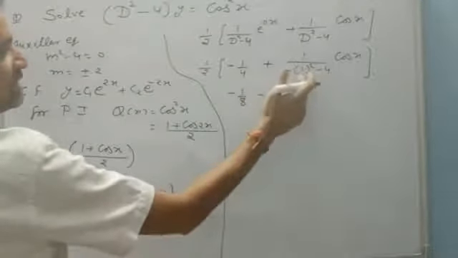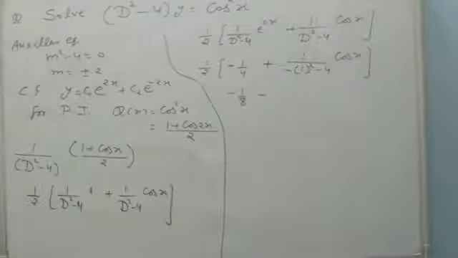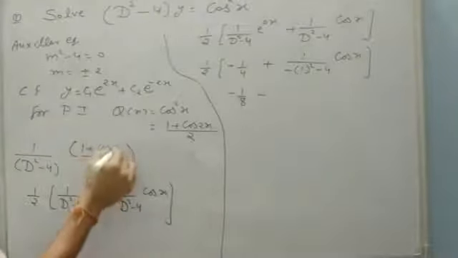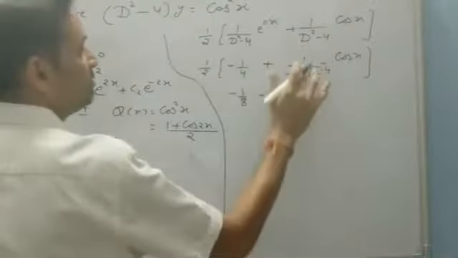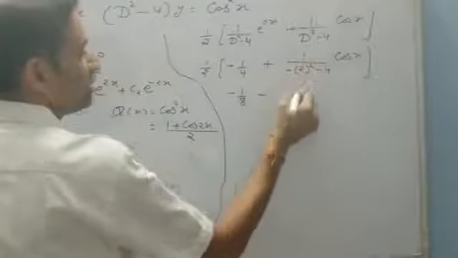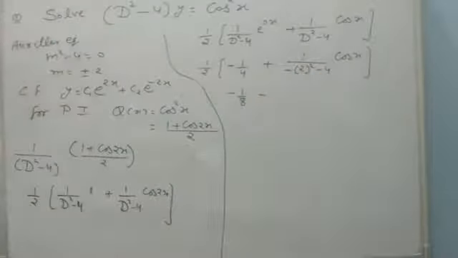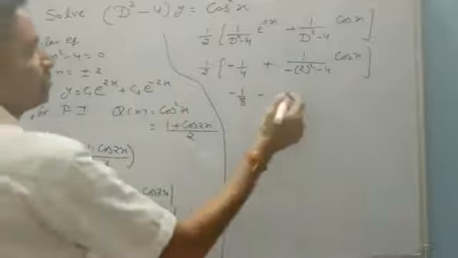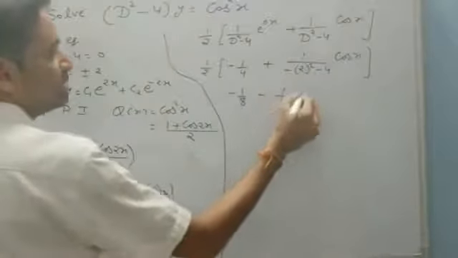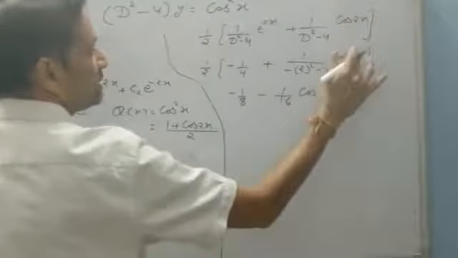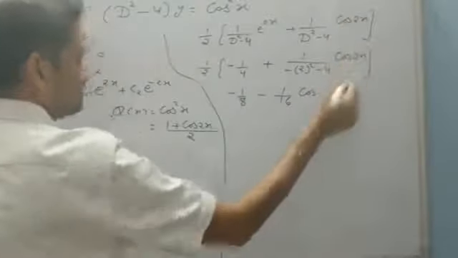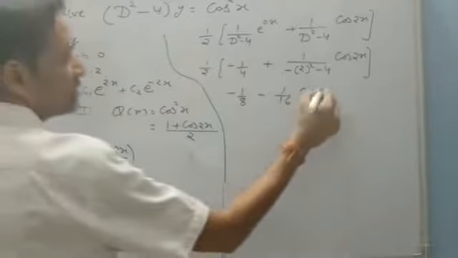So it is nothing, just minus 1 by 8 [1 plus ...]. This is cos 2x, sorry for that. If there is 2x, then it will become minus 2 square, it will become minus 4 minus 4, minus 8, so minus 1 by 16 cos of 2x. I just wrote it as an h, sorry for that, that is cos 2x.